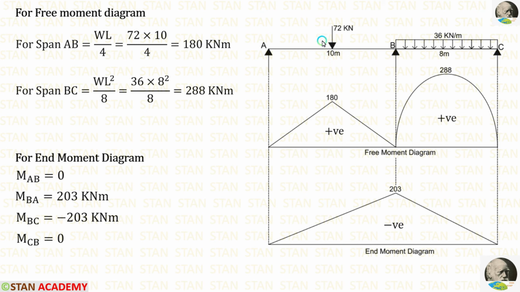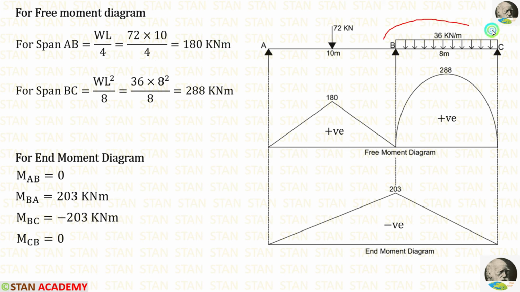In a simply supported beam, if the point load is acting on the center, the formula for maximum bending moment at the center is WL upon 4. Here W is 72, L is 10. We can apply in the formula, finally getting 180 kilonewton meter.